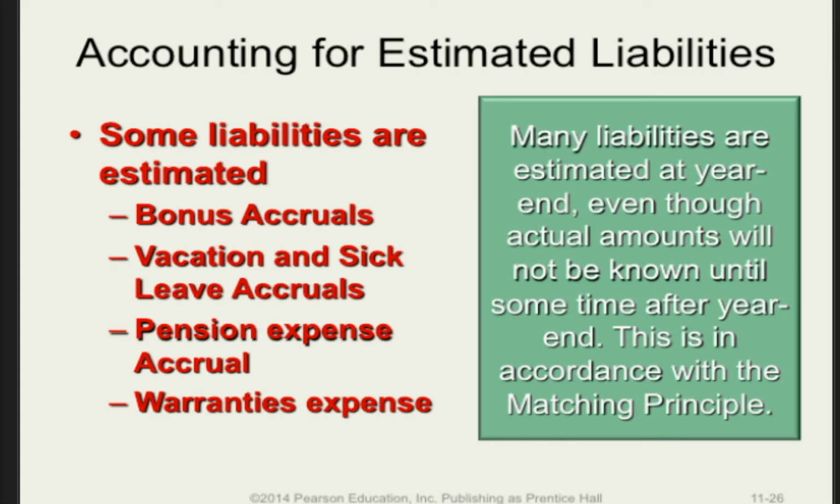Some liabilities, such as bonus accruals or vacation and sick leave accruals, are estimates. In order to meet the requirements of the matching principle, companies record these expenses in the current period, even though the actual payment for those expenses may not occur for several months.